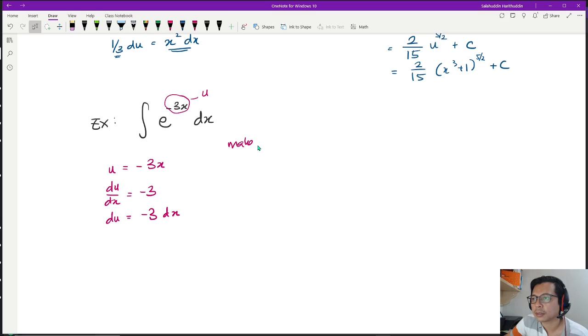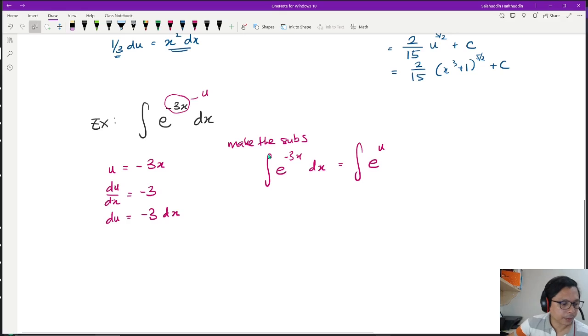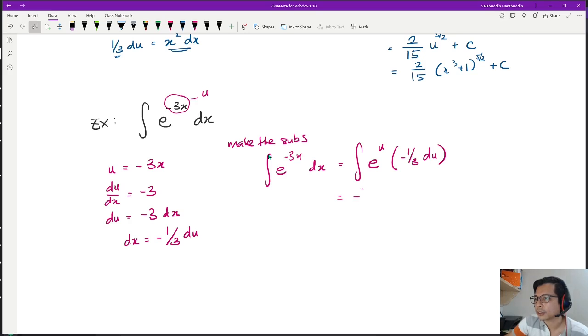So again, make the substitution. I will just write it down like this. So this will become e to the power of u, and then dx, du means minus 3 dx. So in this case, dx is minus 1/3 du. So I'll just replace that, so times minus 1/3 du. Alright, make the substitution again.